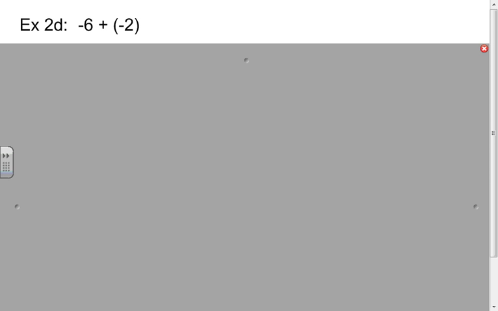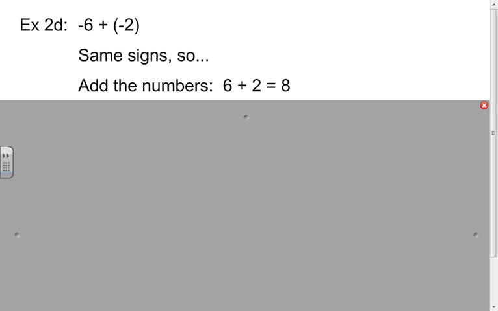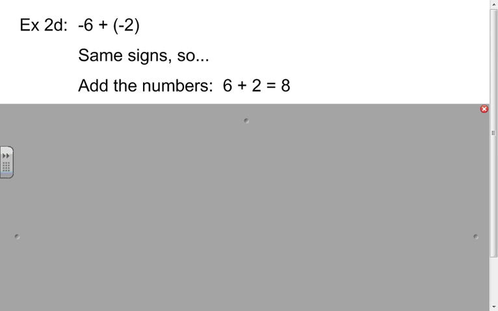One more of these. Negative 6 plus negative 2. I'm adding two numbers together. They're both negative numbers. They have the same sign. The steps for same sign says add the numbers. 6 plus 2, that gives me 8.